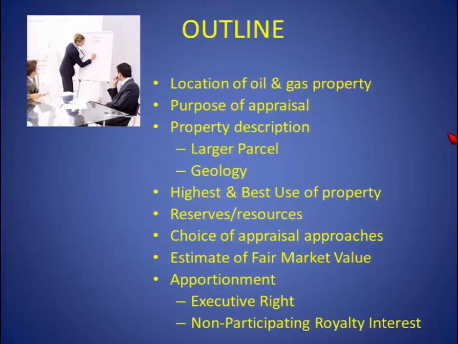What we will go through is where it is, the purpose, description of the property, the highest and best use of it, any reserved resources, choice of the various appraisal approaches, estimating the fair market value, and then go into the apportionment between the executive rights, the right to actually sign leases, receive bonuses, and so on, and the non-participating royalty interest, which doesn't have the above rights, but which has the right to cost-free receive income from the production. How do we handle that?